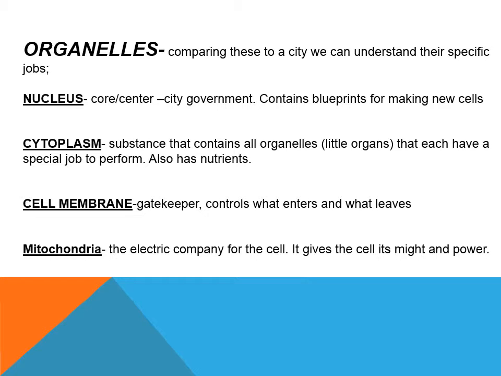The cell has 2 main components, the nucleus and the cytoplasm. The nucleus is the core of the cell, or the center of our city government. It is the control center of the cell. The nucleus contains all the cell's DNA, the coded information for making proteins and other important molecules to make more cells. The other component is the cytoplasm.